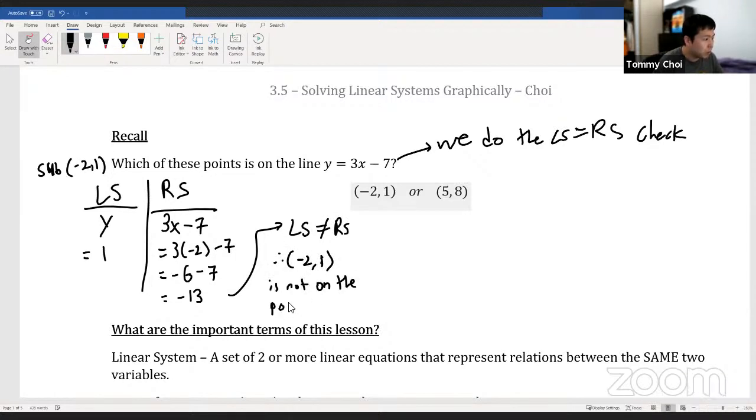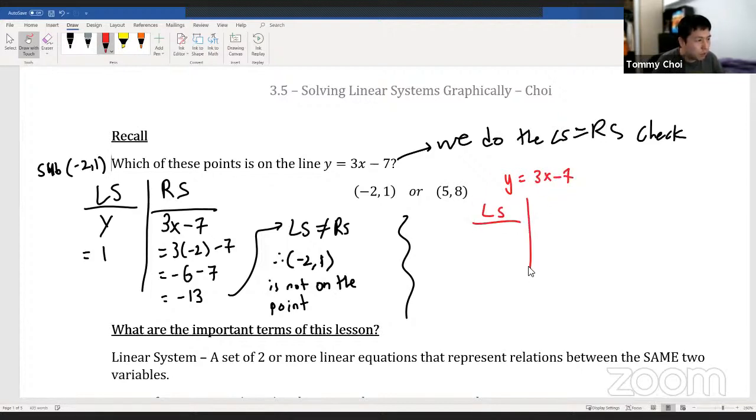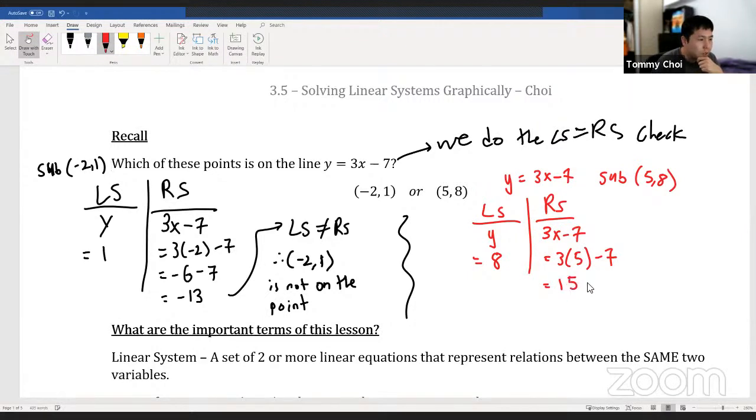We've done this before on our previous test on Unit 2, right? We do the left side, right side check to double check whether a point is on a line, or to check our answers as well. With the same equation, the left side is still y, the right side is still 3x minus 7. This time we're going to sub in our second point, which is 5, 8. When we plug in 5, 8, on the left side we get 8. On the right side, we get 3 times 5 minus 7. 3 times 5 is 15, and 15 minus 7 is 8.